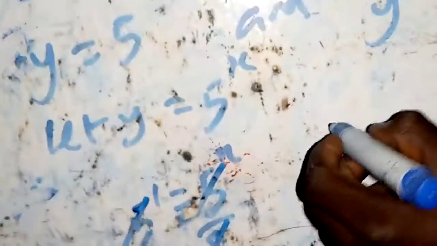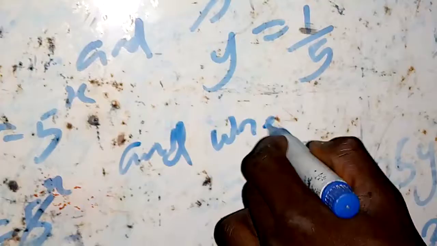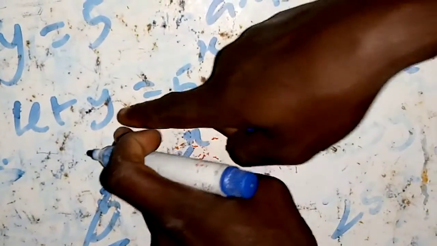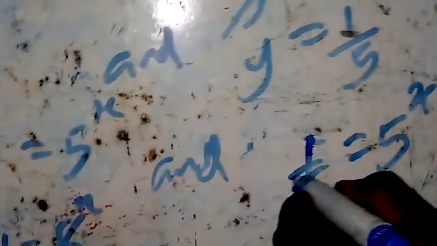And when y equals 1 over 5, we substitute 1 over 5 into this, so 1 over 5 equals 5 raised power x. Take note: 1 over 5 means 5 raised power minus 1, equals 5 raised power x. So x equals minus 1. Those are the two answers: x equals 1 and x equals minus 1.